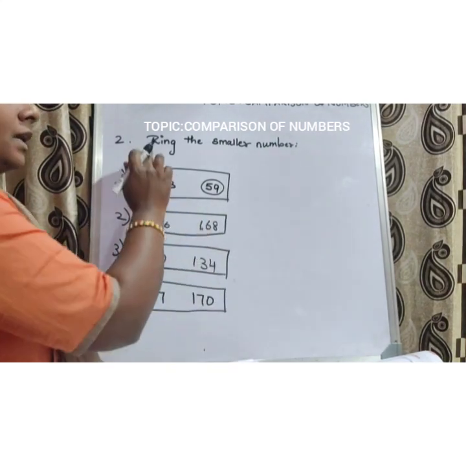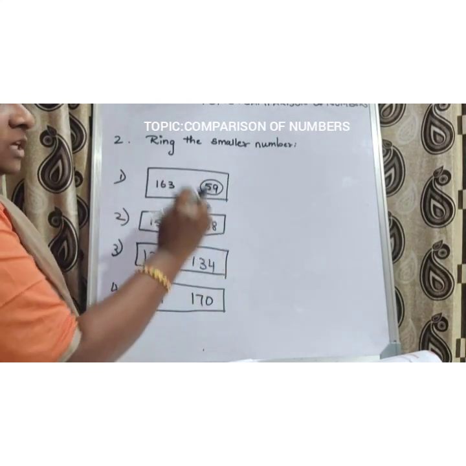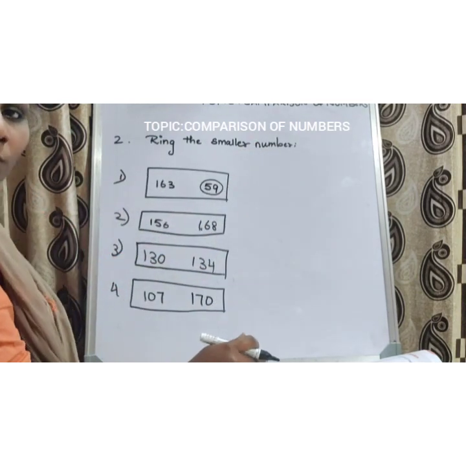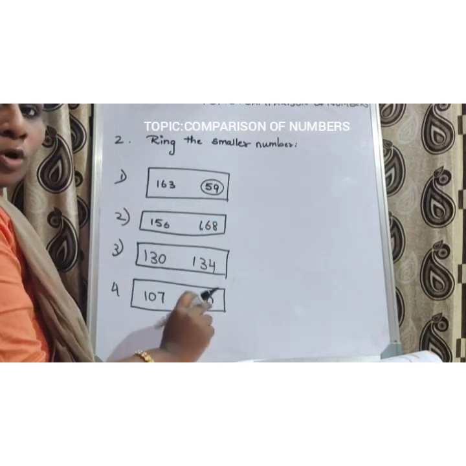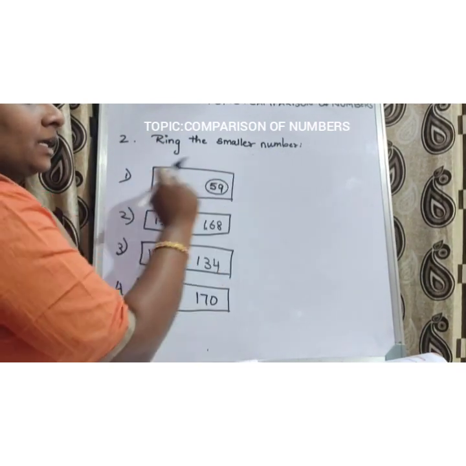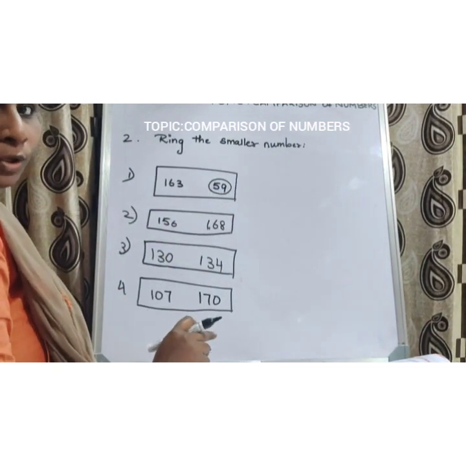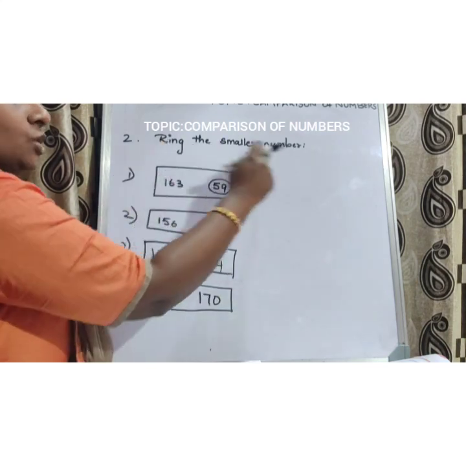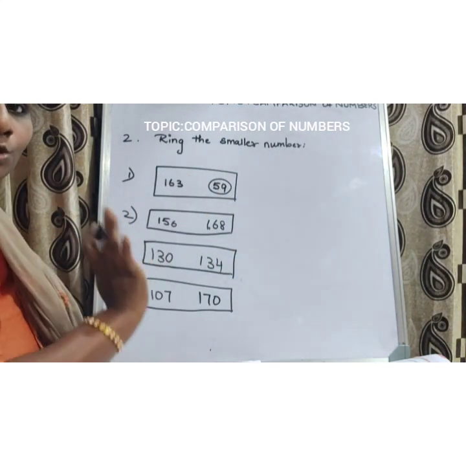Okay. Read the question. What they have given, that you have to do. Sometimes it will be given to color the smaller number, or to cross the smaller number. So read the heading, and according to that you have to perform. Here it is given ring the smaller number, which means you have to circle the smaller number.